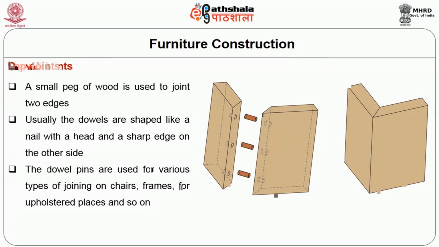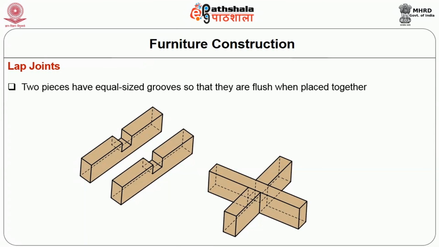The next joint is the lap, in which two pieces have equal sized grooves so that they are flush when placed together. Thus, the various sections of a piece of furniture should be joined firmly and securely. Careful joining is very important to the construction. In high quality furniture, the joints are as nearly and perfectly matched as possible.